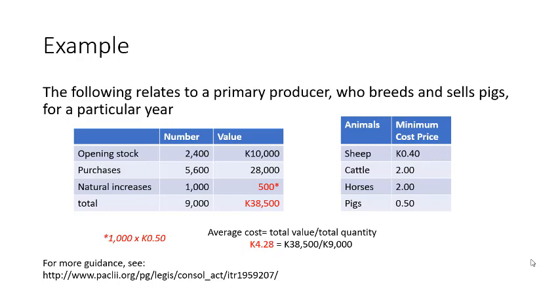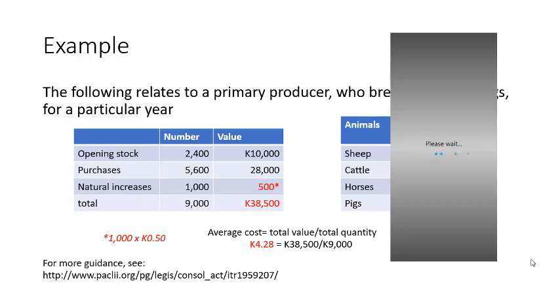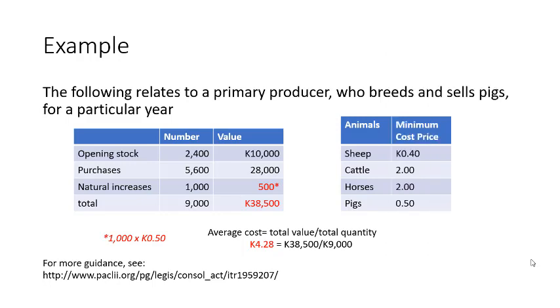As you can see in the table at the right side, for pigs we have 50 toya. So 1,000 piglets we will assume, then multiply by 50 toya, we have 500. So you'll get the total cost of inventory on hand and available for sale, 38,500. If you calculate the total value divided by the total quantity, in this case 9,000, you will have 4 kina 28 toya as your average cost of pig per unit.